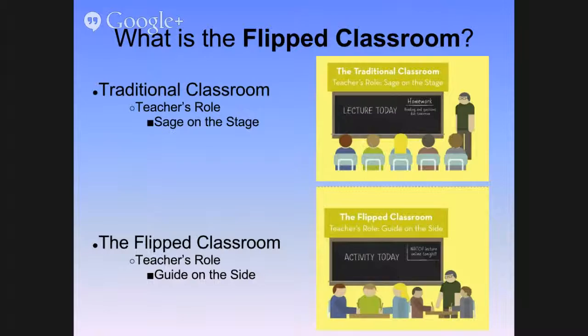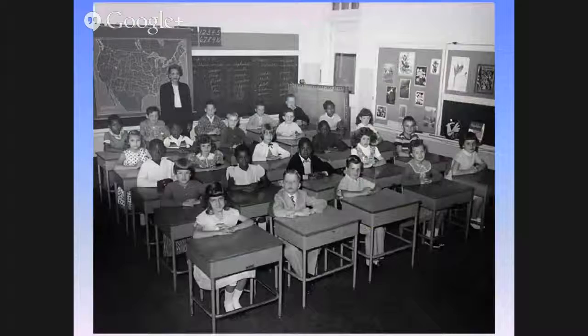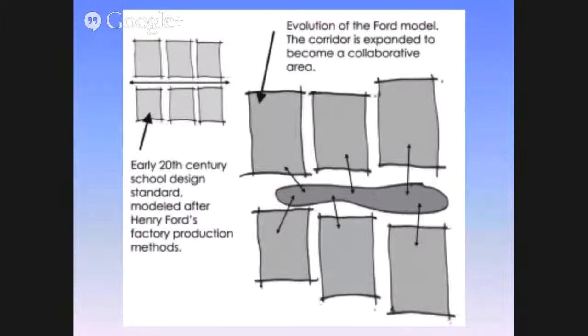So let's think about the traditional classroom. When we think about traditional classroom, we see the desks in rows. All the students are the same age. They're all supposed to be learning the same thing because they're all ready to when they hit that age, right? No, not true. But that's what we did. And when this was designed in the early 20th century, it was designed based on the Henry Ford model.